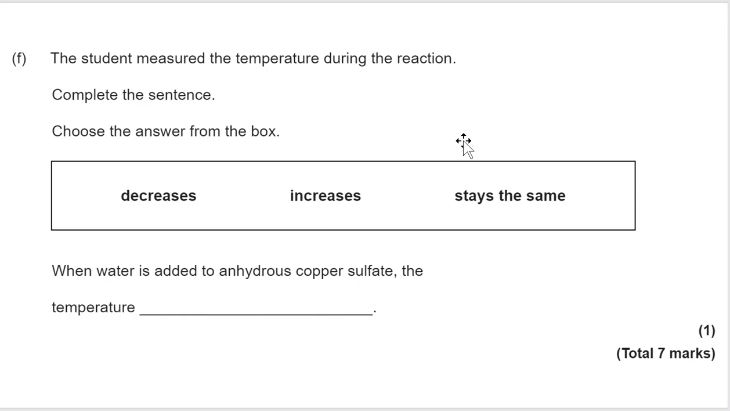Student measured the temperature during the reaction. The water is added to the anhydrous copper sulfate, the temperature. Well, we know it's an exothermic reaction. We know an exothermic reaction releases heat energy to the surroundings, so the temperature that we measure will increase. That takes us to the end of the question, and we're done.